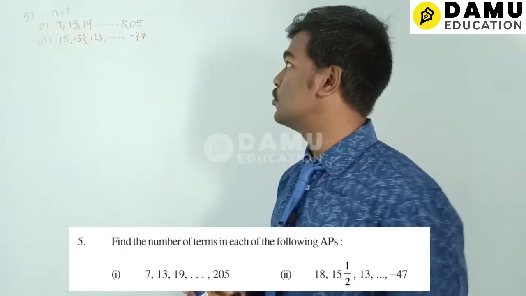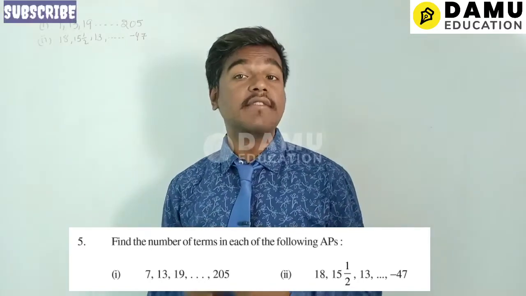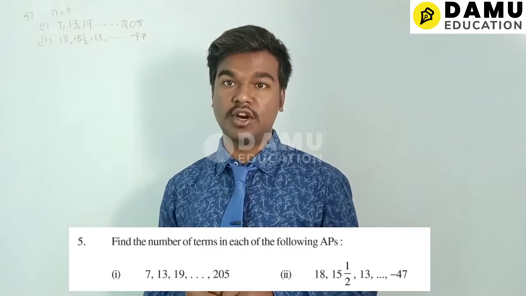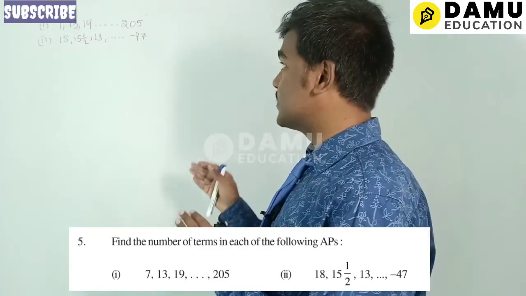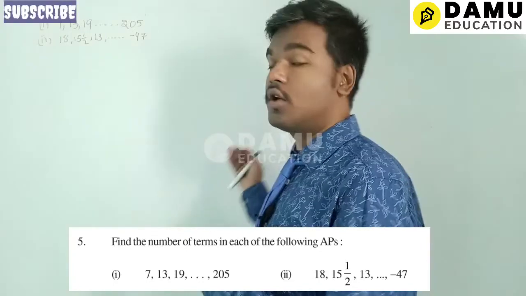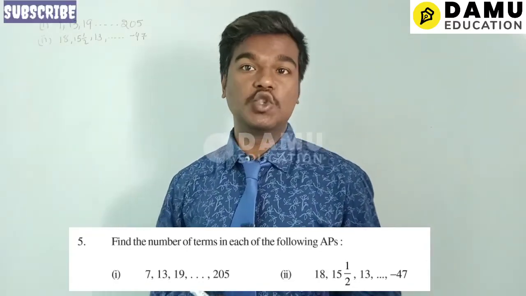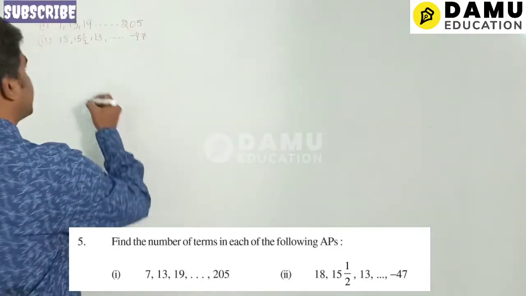So in this module, we are going to discuss our fifth question. We have to find how many terms there are in the given arithmetic progression series. So what is the series? 7, 13, 19 and so on, up to 205. So this is the nth term, the last term is 205. So what is the formula for the nth term?